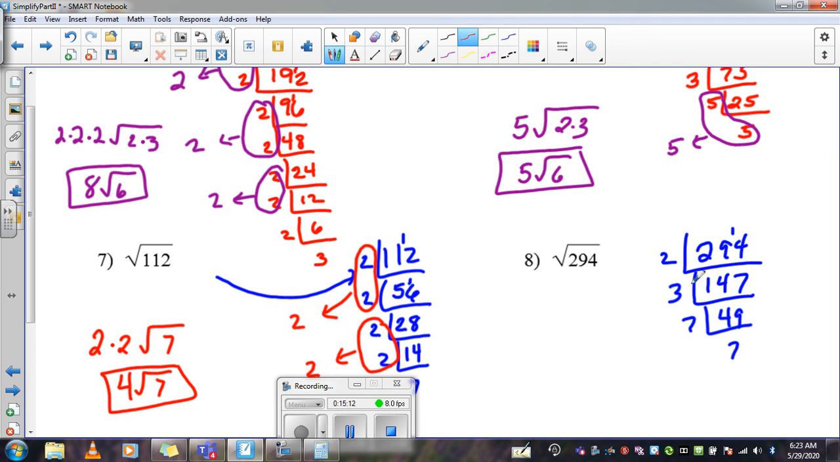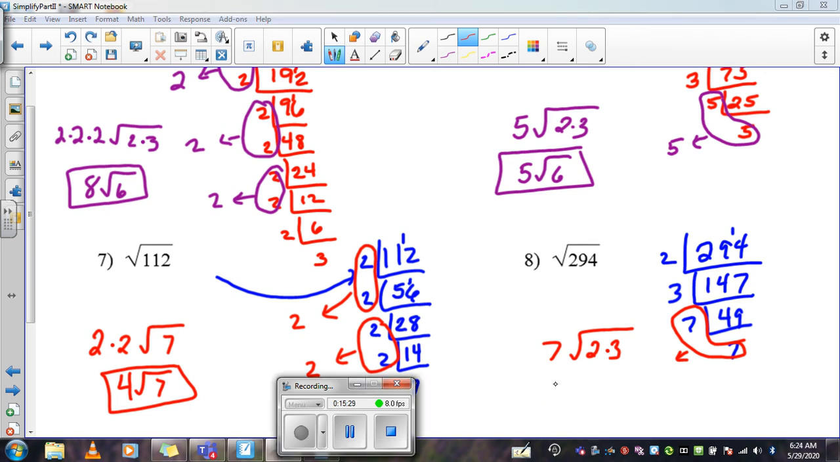Okay, so to be able to go free, you have to have a partner. These two are partners, so one of those can go free. And unfortunately, the 2 and the 3 are still in jail. So our final answer is 7 radical 6.